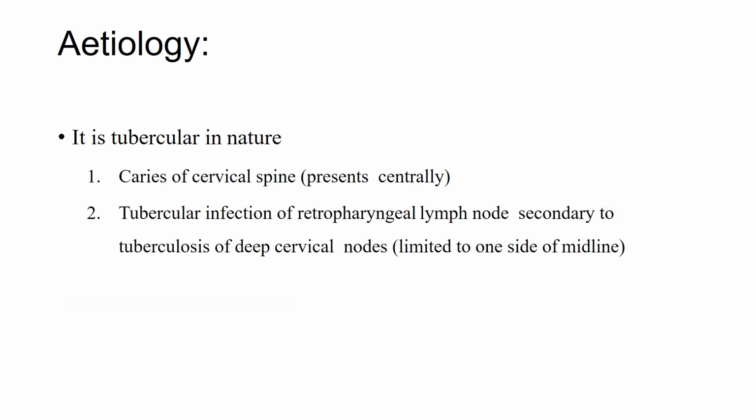Etiology: it is tubercular in nature and results from caries of cervical spine and presents as a mass centrally, while tuberculous infection of the retropharyngeal lymph nodes secondary to tuberculosis of deep cervical nodes can also occur, and it presents on one side of the posterior pharyngeal wall.